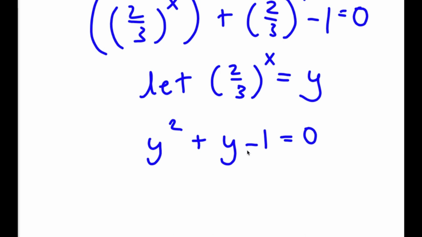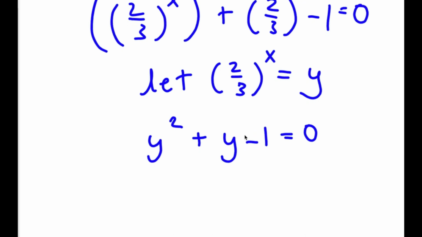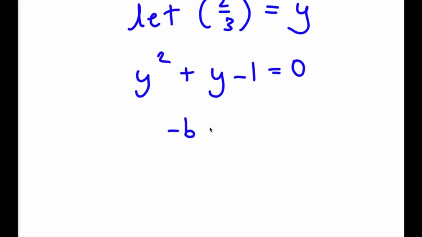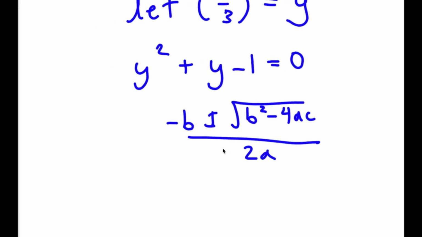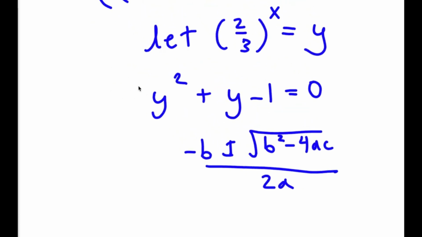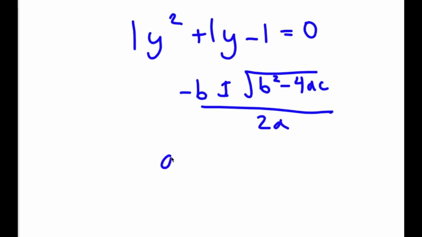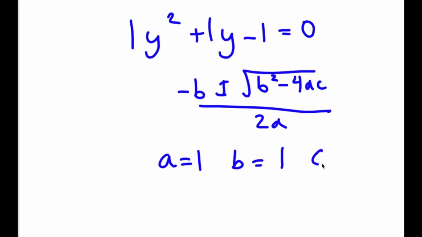And any quadratic equation can be solved by using the quadratic formula, which is negative b plus or minus the square root of b squared minus 4ac over 2a. So the coefficient in front of y squared is 1, the coefficient in front of y is 1, and we have negative 1 over here. So this means that a is 1, b is also 1, and c is negative 1.